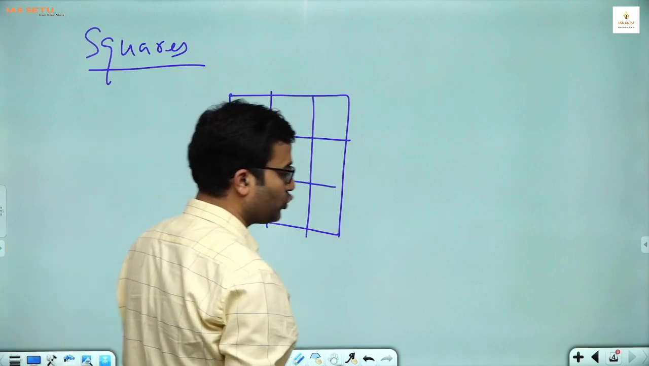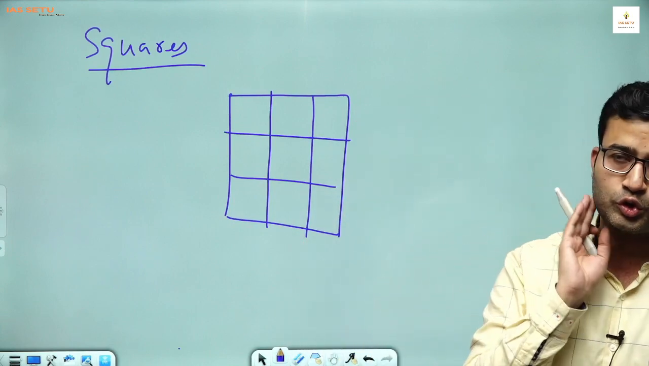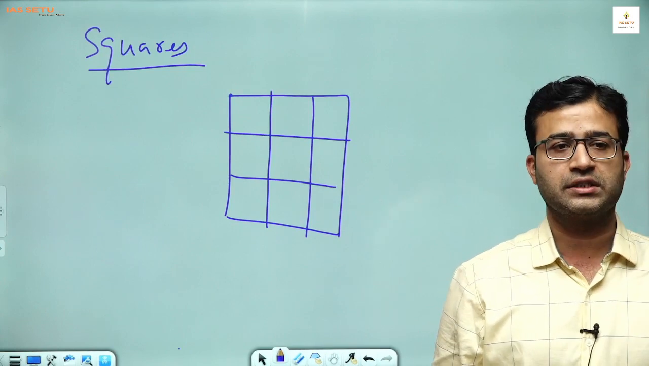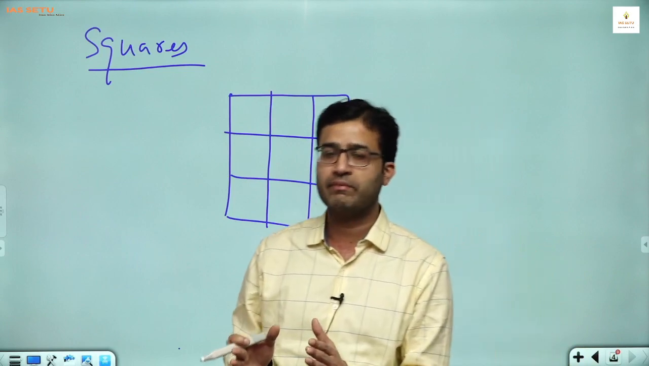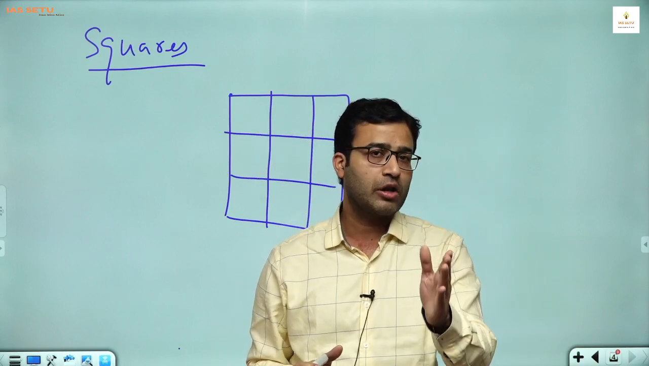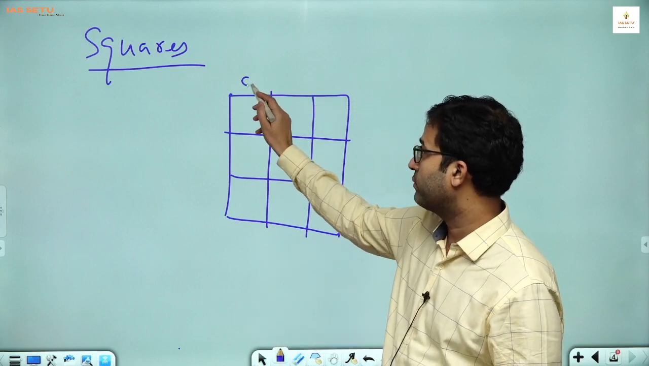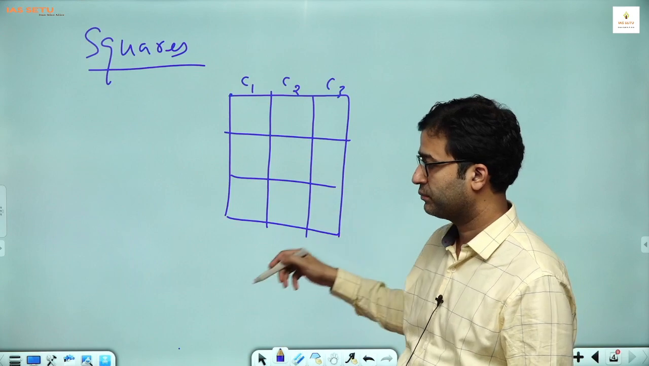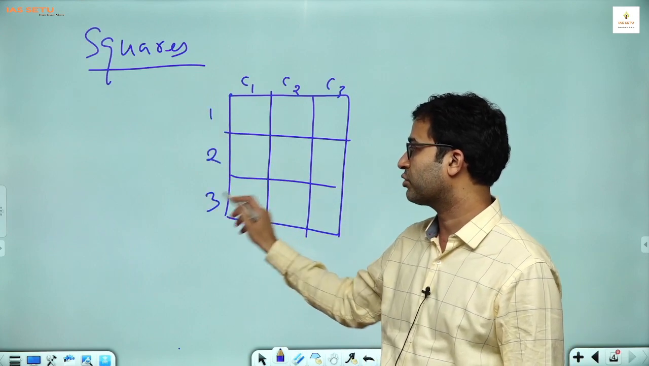And I have seen some students get confused about column: are verticals columns or are horizontals columns? I tell you, in a building, the pillars are called columns. So columns are vertical, rows are horizontal. So this is column number 1, column number 2, column number 3. And this is row number 1, row number 2, row number 3.